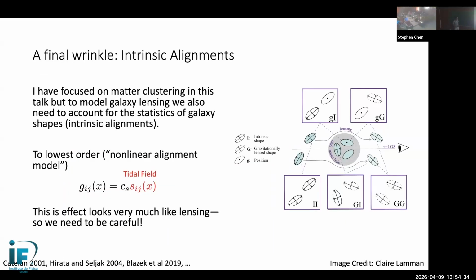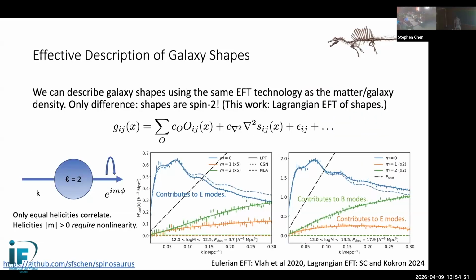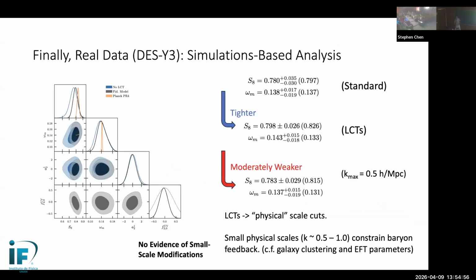So just to finish off, I think maybe I'll skip this part. There's another part, which is that the shapes of the galaxies are not actually fully random, but have their own correlation called intrinsic alignments. And we can actually also model these using the EFT. In this case, we actually have to come up with spin 2 operators, which have a very interesting structure, but I'm going to skip discussing this because I think we're out of time.